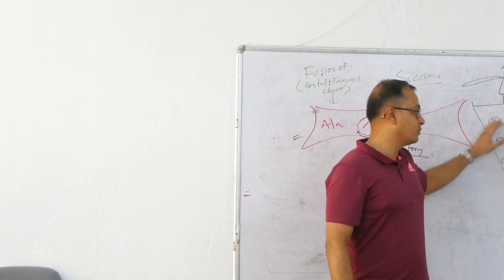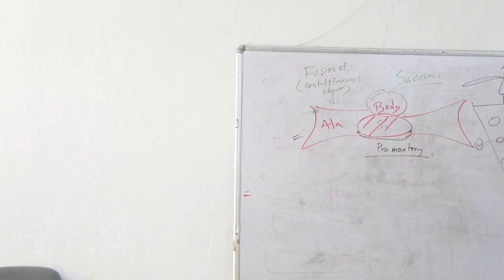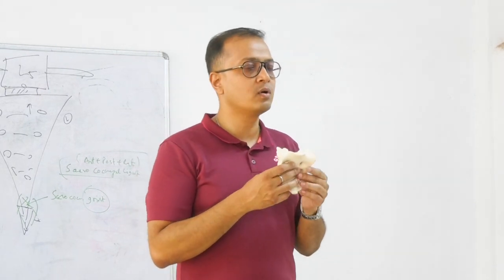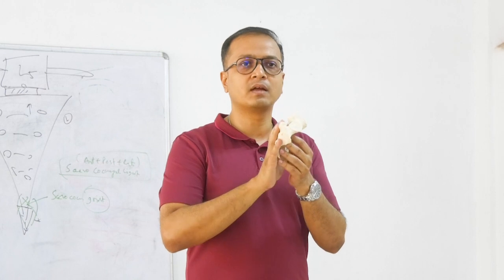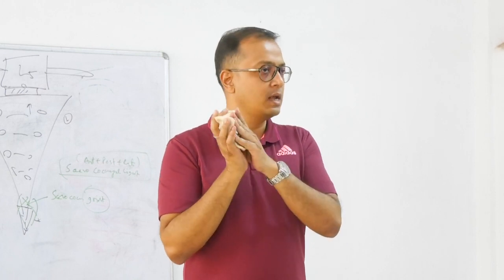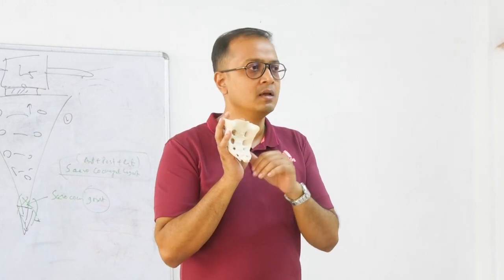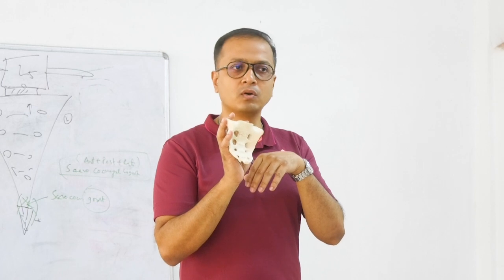Let's talk about the surfaces of this bone. We have two surfaces. One is on the front side, called the ventral surface. The other is the posterior surface, which we call the dorsal surface. We take one surface at a time. We first talk about the surface on the front side, the ventral surface, and then we talk about the dorsal surface.